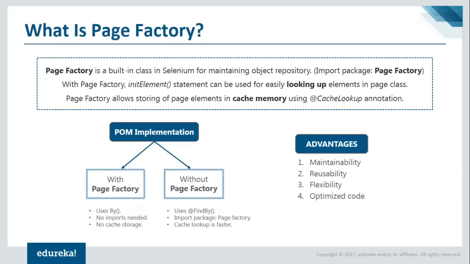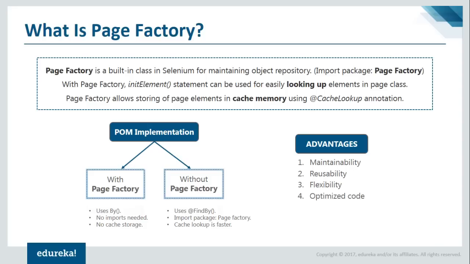Besides that, we can also use this @CacheLookup annotation to store any of these elements in cache memory. Supposing you perform any test on certain elements, then if you want to store them in the cache memory, you can just use the @CacheLookup command after the @FindBy annotation. And when you do that, you have a very fast test. Your test cases will execute faster, and you'll get it immediately. So in large scale applications, this would be beneficial, where you will have multiple test cases running very frequently. So that's the thing with page factory.